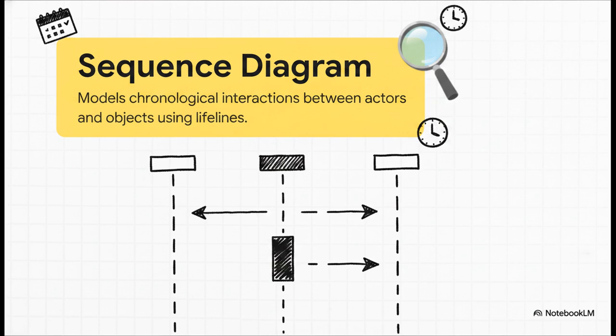The absolute most important concept here is the lifeline. A lifeline is a dotted vertical line drawn downwards from an object. It literally represents the lifespan, the time that a specific object instance is alive and actively involved in the computation. Whenever you see a solid rectangle sitting on that dotted line, it means the object is actively processing something at that exact moment in time.